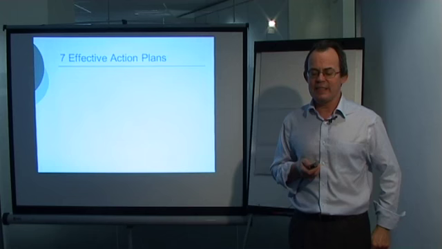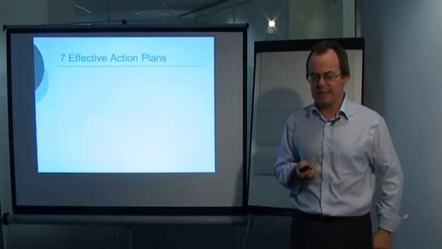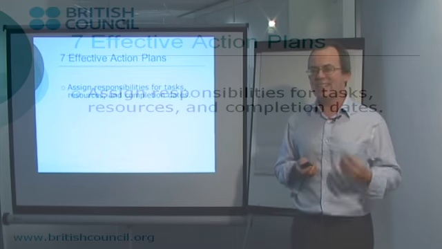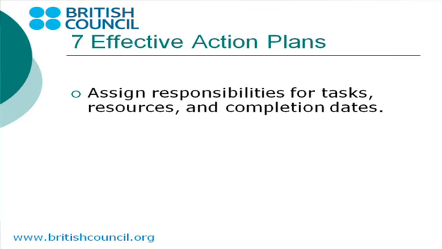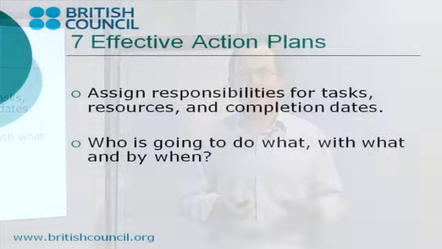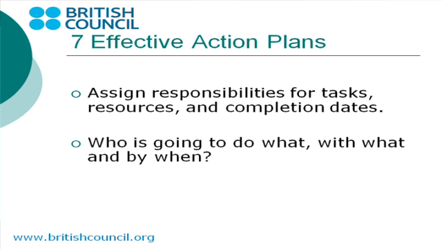The next thing we need is effective action plans. We need to take our dreams, we need to take our aims, and we need to turn them into effective action plans, which means we need to assign particular tasks and responsibilities to specific people with clear completion dates. We need to be able to answer the basic questions: who's going to do what, with what, and by when.